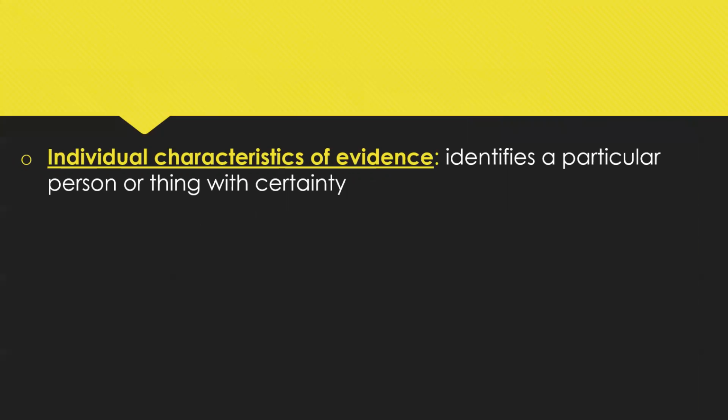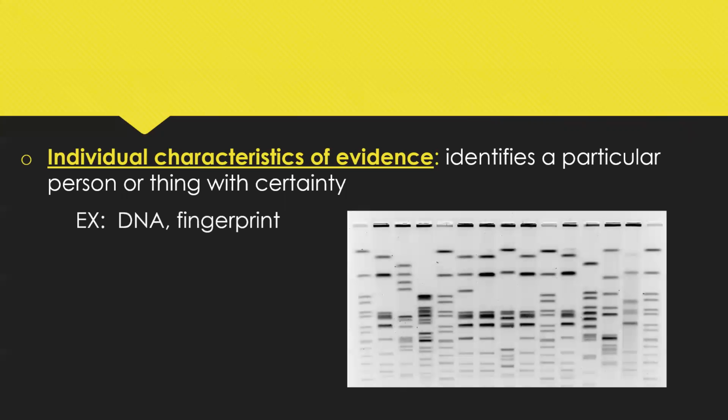Individual characteristics of evidence is exactly what it sounds like. This actually pinpoints a specific person or specific thing with certainty. DNA, number one, okay? Even identical twins do have the same DNA, so that is a little tricky. But fraternal twins do not, and obviously then everyone else has different DNA.